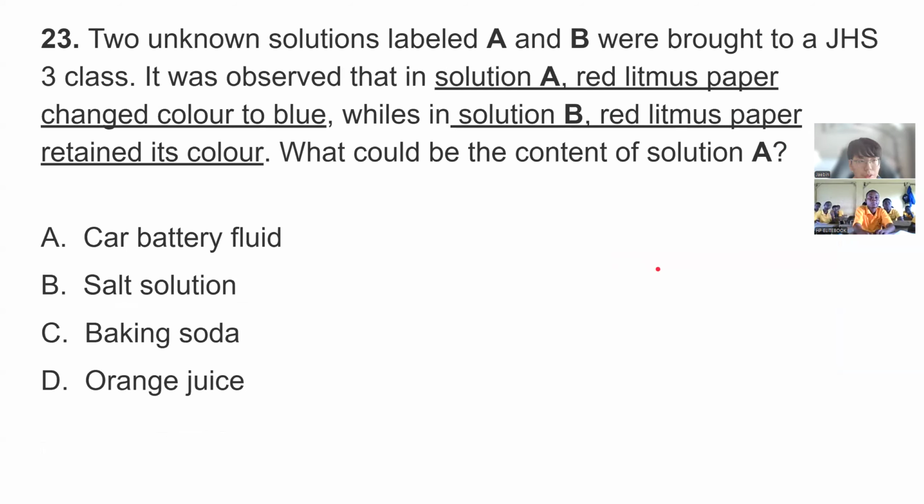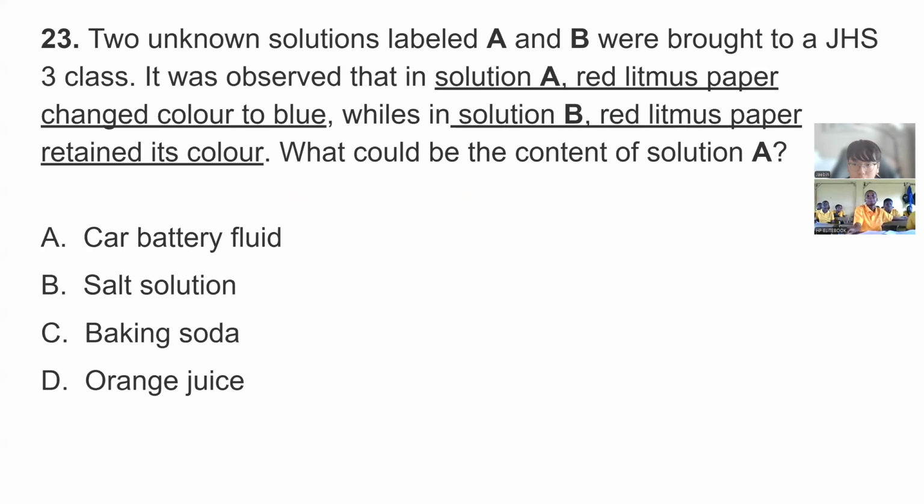Now let's see question 23. Two unknown solutions labeled A and B were brought to a JHS 3 class. It was observed that in solution A, red litmus paper changed color to blue, while in solution B, red litmus paper retained its color. It had the same color as red. What could be the content of solution A? We are now moving on to acids and bases. Does anyone know the answer to this question?